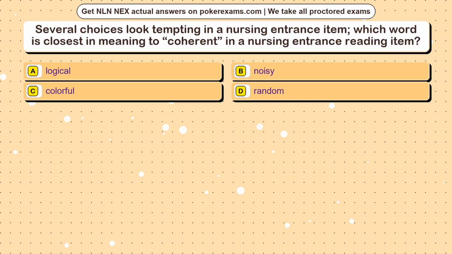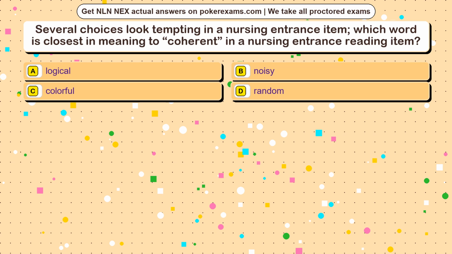Question 12. Several choices look tempting in a nursing entrance item. Which word is closest in meaning to coherent in a nursing entrance reading item? Option A, logical. Option B, noisy. Option C, colorful. Option D, random.